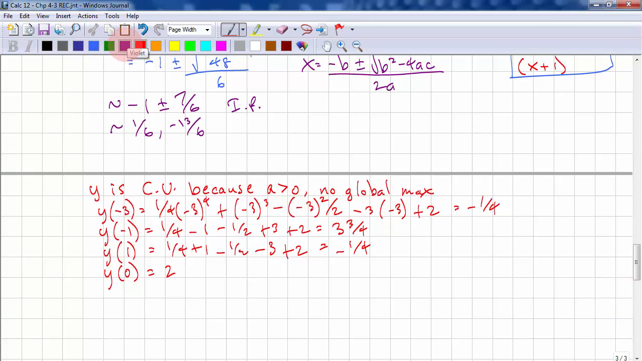So now we can draw some conclusions. This is smaller than this, and this is equal to this. So this is an absolute min. This is an absolute min. And we said there was no global max, so this is a local max.